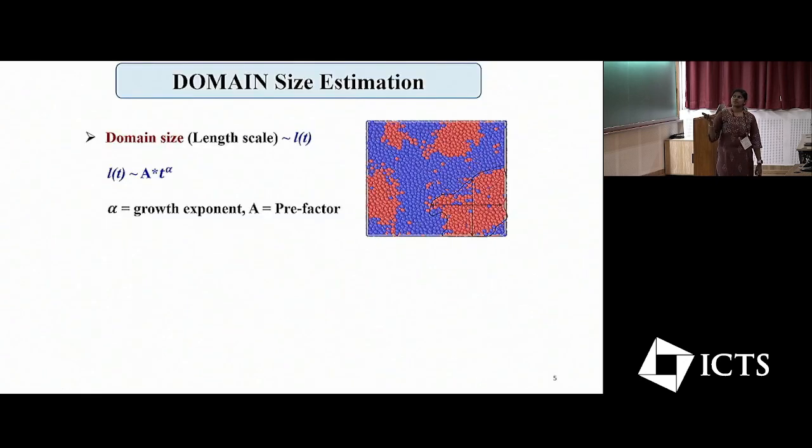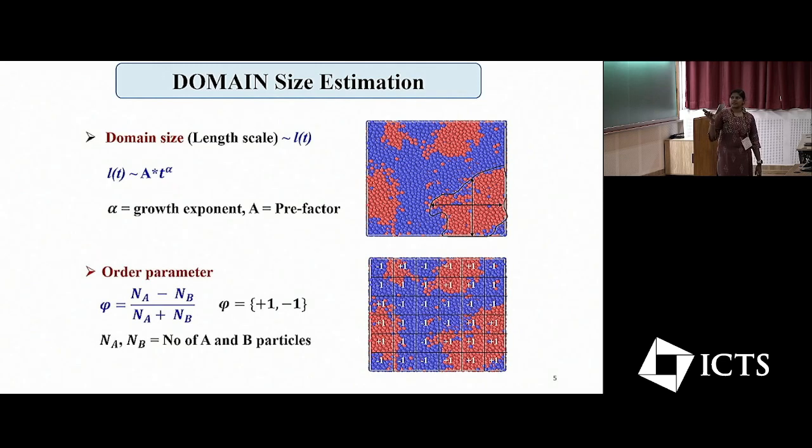For the kinetics of phase separation, it is important to analyze the domain size. The domain size is the size of the domain, whose time dependence is given by L of t approximately equal to t to the power alpha, where alpha is the growth exponent. We calculate this by starting with the order parameter, which is the local density fluctuation, which we can calculate by mapping our system to the equivalent Ising model. And the phi value can be +1 or -1 depending on the dominance of A or B particles.